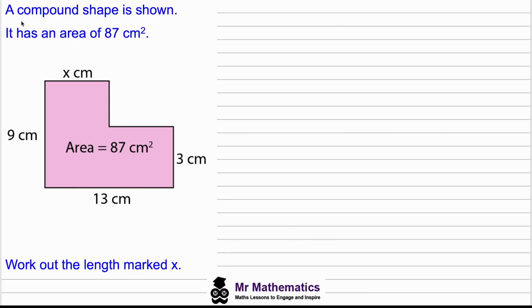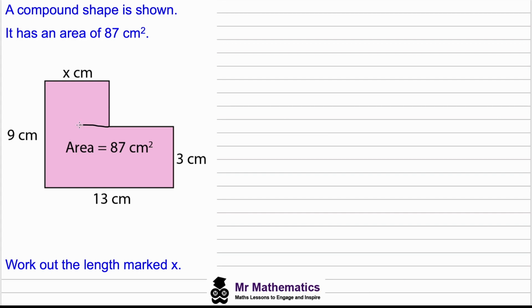Okay, so in this example, we're given that a compound shape is shown, and this has an area of 87 centimeters squared. So this is our compound shape, and we can see the lengths x, 9, 13, and 3, with the area of 87. And we've been asked to work out this length x. So I'm going to split this compound shape up into two rectangles.